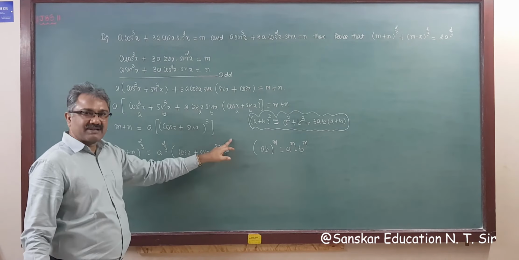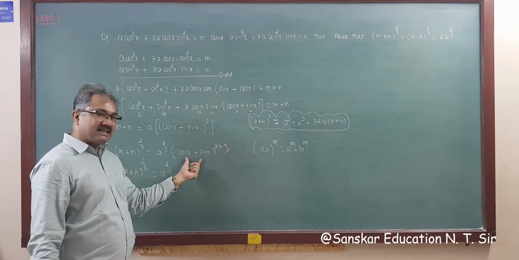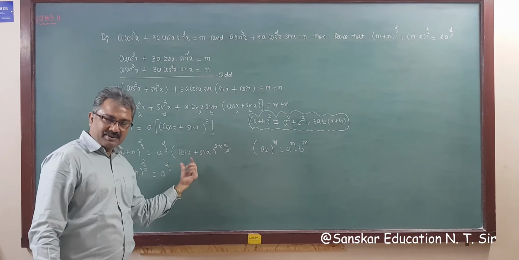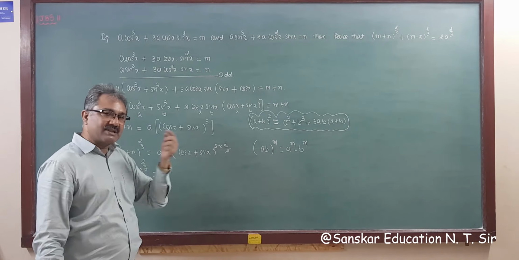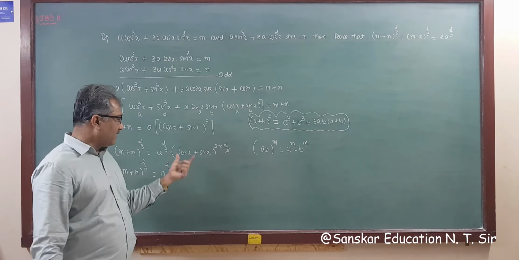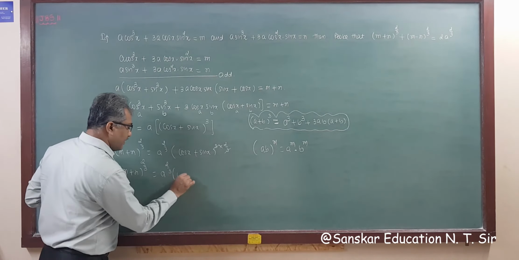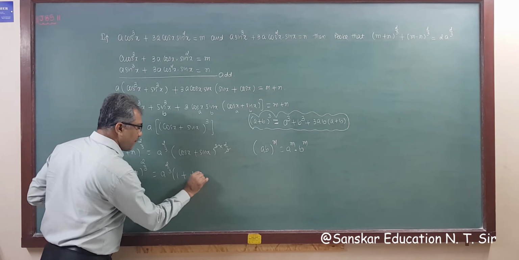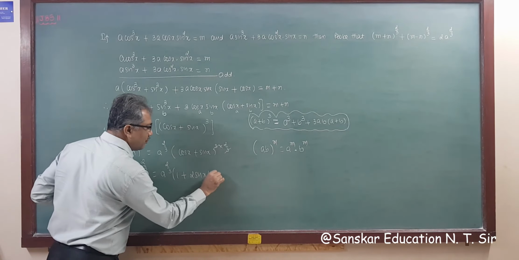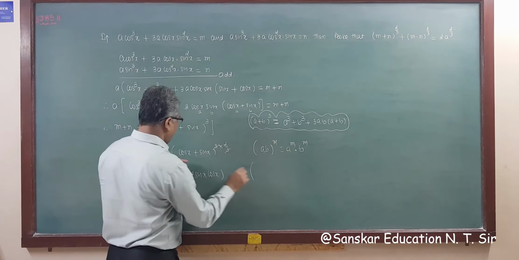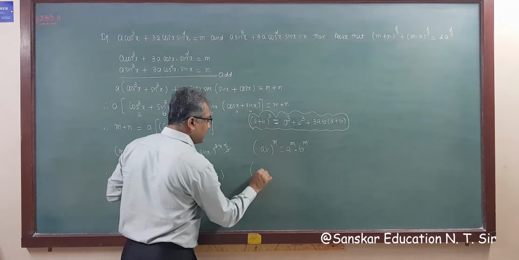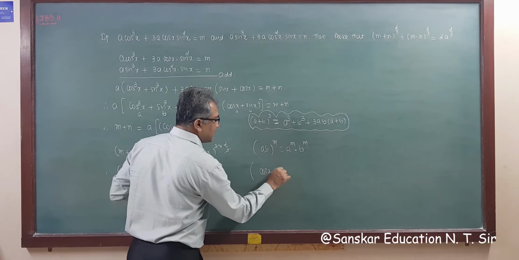So this is a perfect square of sin x plus cos x, that is sin x plus cos x whole square, right? And if we expand this, then your answer will be 1 plus 2 sin x cos x, that you know, right? If we expand this, then what is the answer? This is cos x plus sin x.